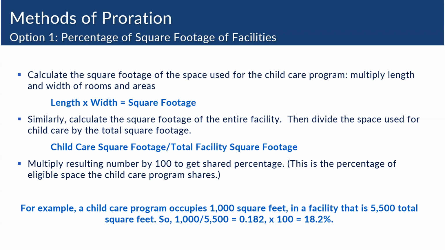For example, if you use 1,000 square feet of your facility for childcare space and the entire facility is 5,500 square feet, then you would divide 1,000 by 5,500. The result is 0.182. Multiply that number by 100 to get a percentage, 18.2%. This means that 18.2% of your overall expenses, such as utilities like electricity and maintenance like the parking lot example we discussed earlier, would be eligible.